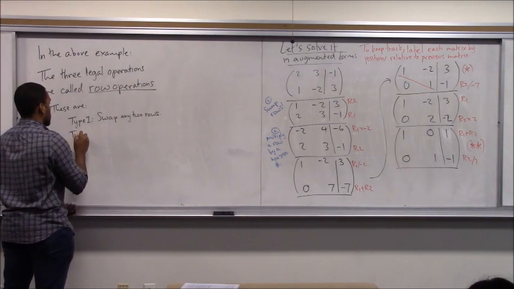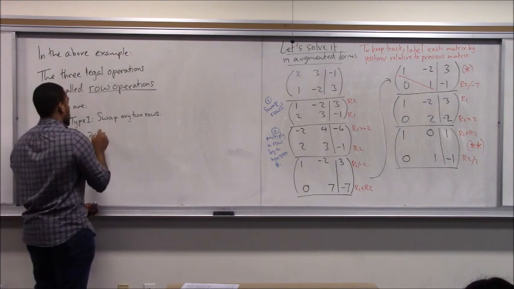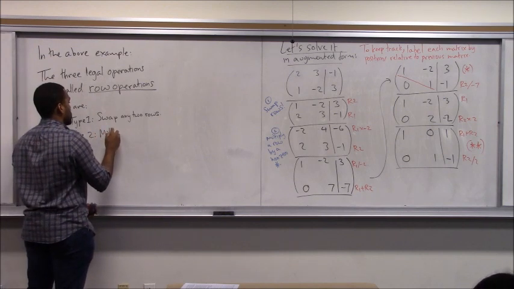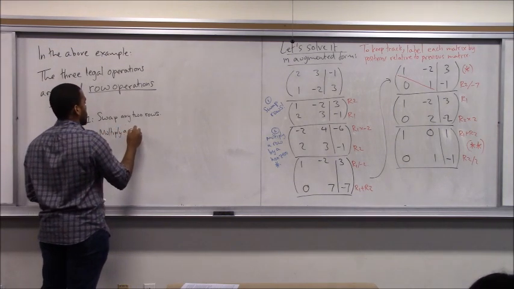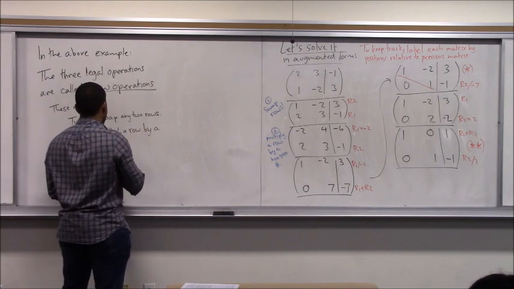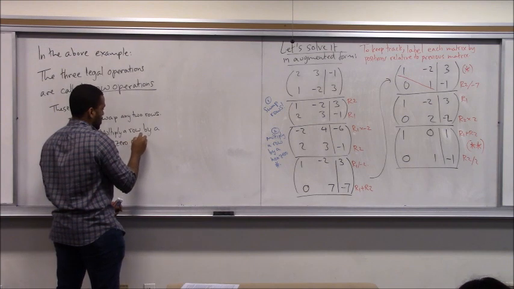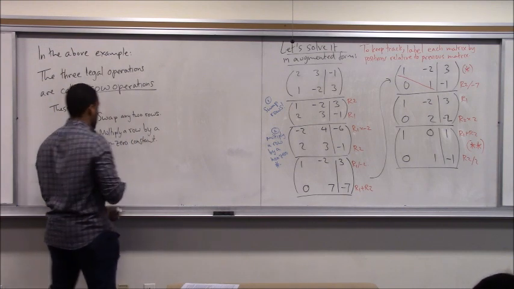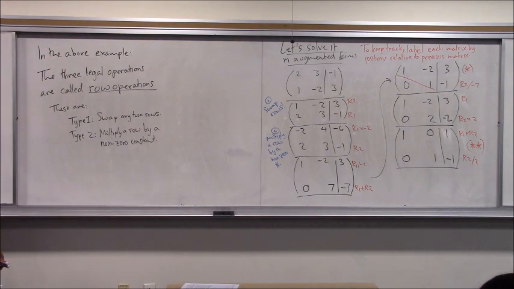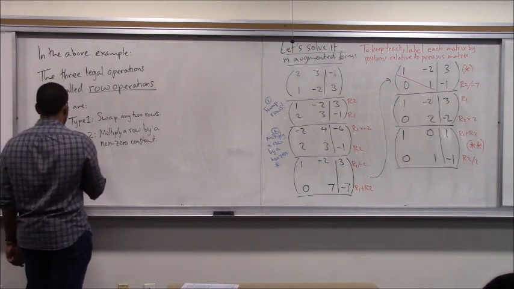Type 2. You can multiply one row by a non-zero constant. It's a second type of row operation. Type 3.